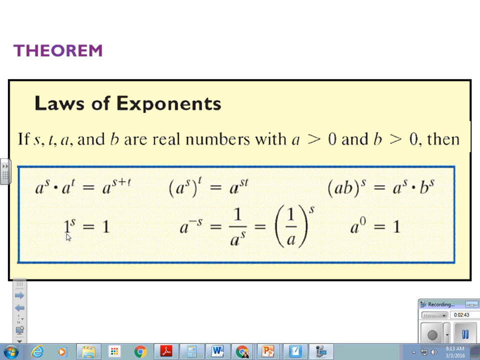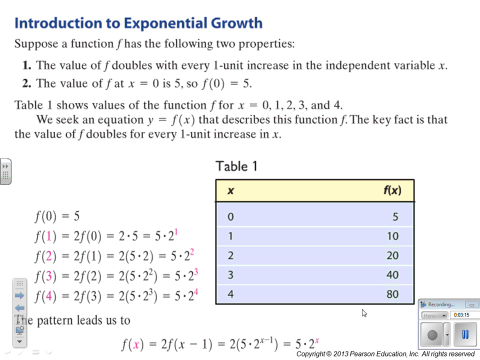1 to any power is 1. If I have a negative exponent, if my base is a whole number, it creates a fraction, or if I already have a fraction, it flips it, and then the exponent's positive. Anything to the 0 power is 1. All right.